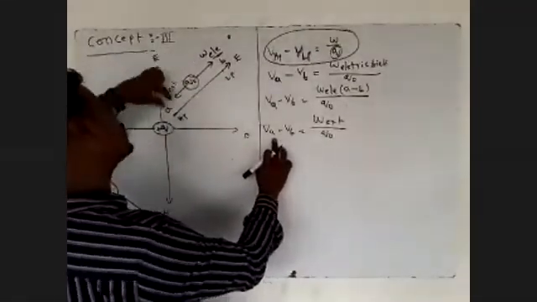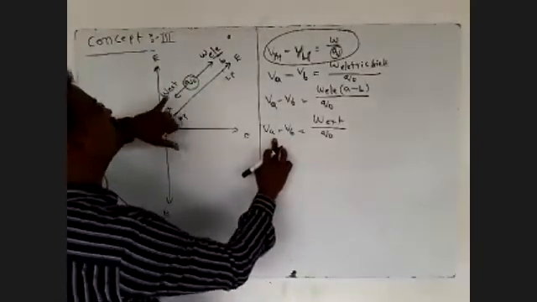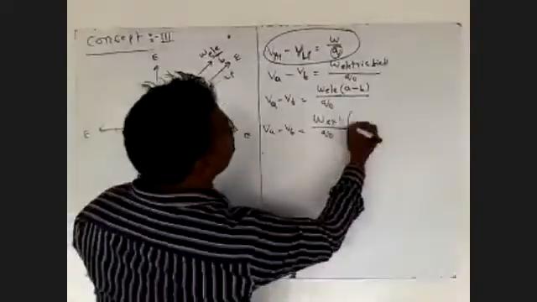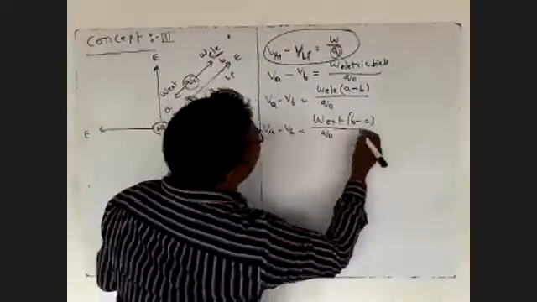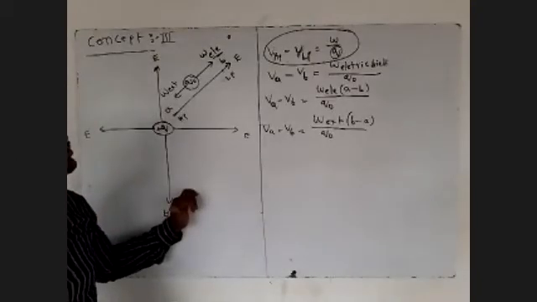Next, Q naught is moving towards the positive charge by applying the external force. That is B to A. The charge is moving from B to A, so B minus A. This is the formula.